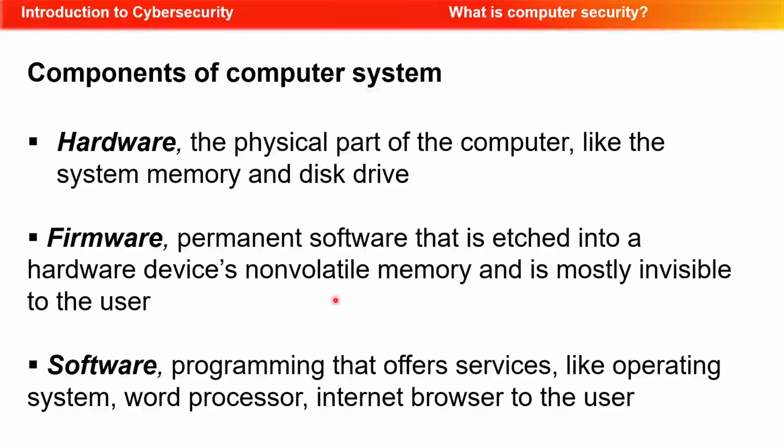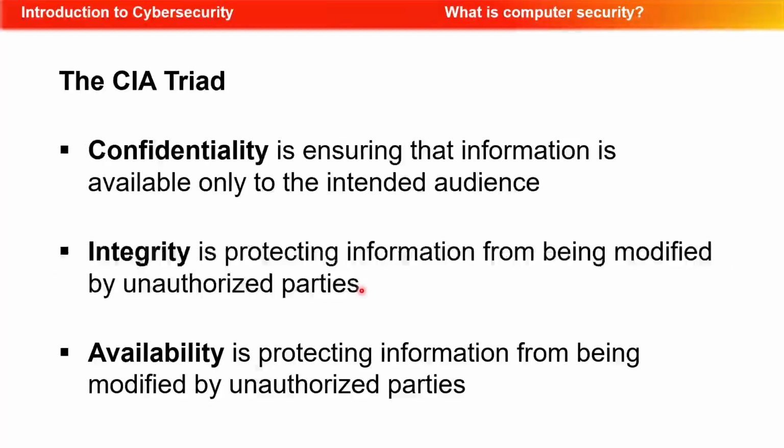So, components of a computer system, here are three ways to think about them. The hardware is the physical part of the computer, like the memory, the disk drives, and the other chips in there. The firmware is software that's permanently etched into hardware and is mostly invisible to the user. It's mostly used for behind-the-scenes work. And then software is programming that offers services like applications, word processors, and internet browsers. That's what most users are familiar with, and that is not permanent software as far as the hardware goes.